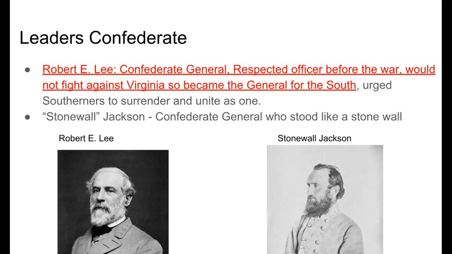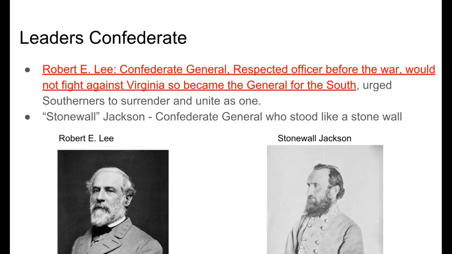Leaders of the Confederate. Robert E. Lee, again, was a very famous general. He was a respected officer before the war, and because he didn't want to go against Virginia is why he ended up fighting for the South. However, he did urge the Southerners to surrender and unite as one.